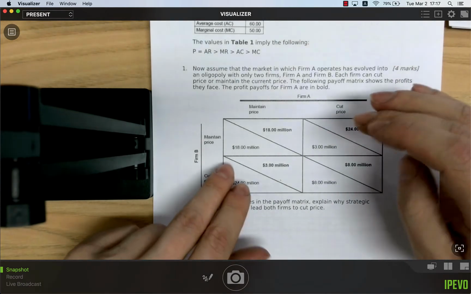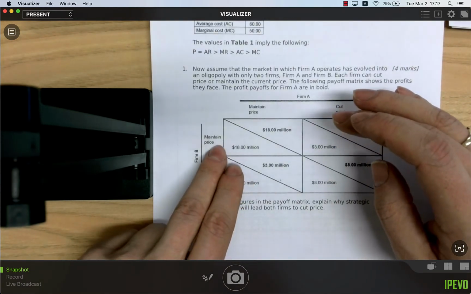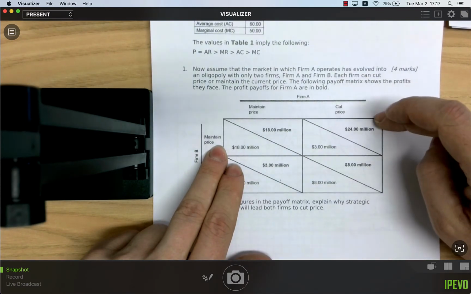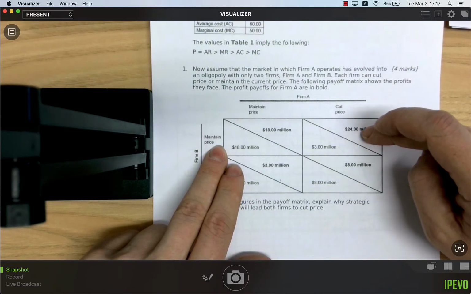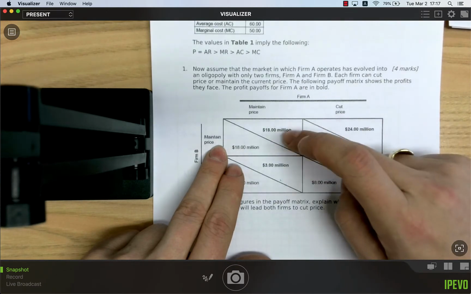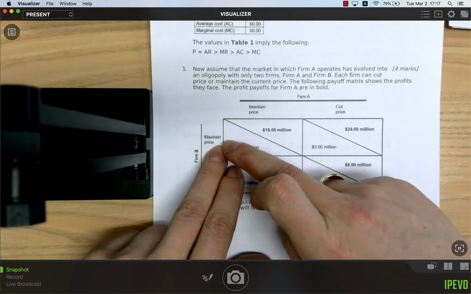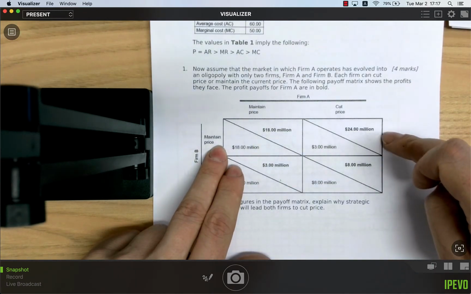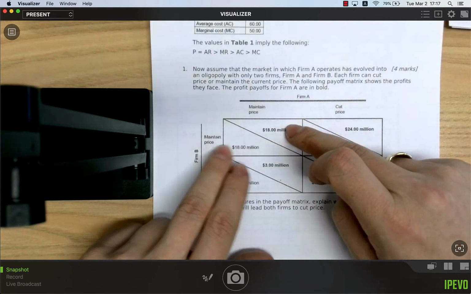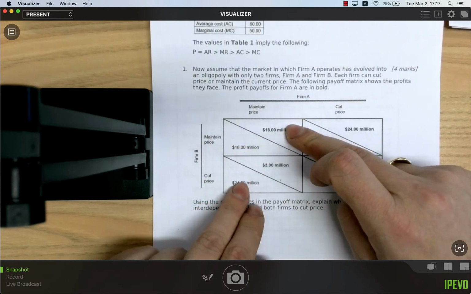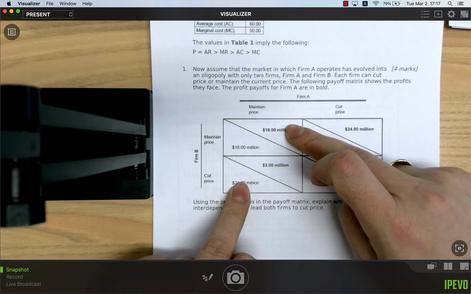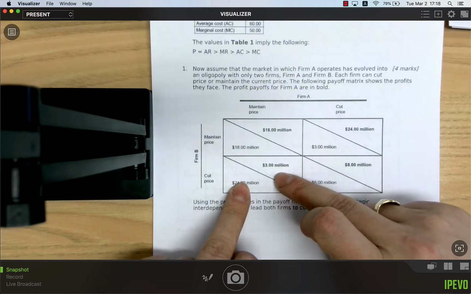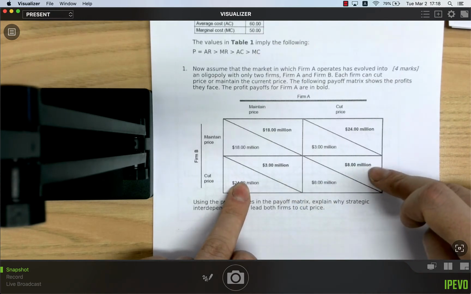Now, if firm B maintains its price and firm A reduces its price or cuts its price, well then it will get 24 million instead of 18. So if firm B maintains, it's got a profit incentive to reduce its price. If they start off here and firm B cuts its price, okay, so now they're here if they maintain it. If they maintain their price, they'll get 3 million. However, if they also reduce their price, they get 8 million.